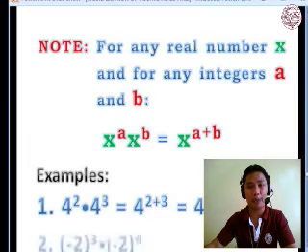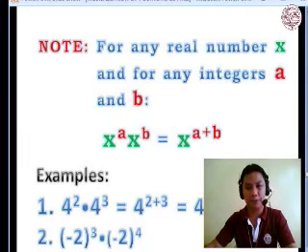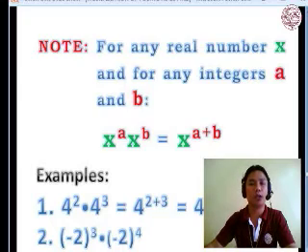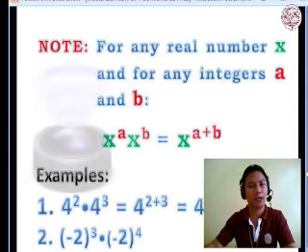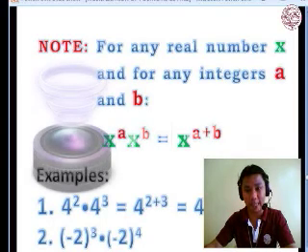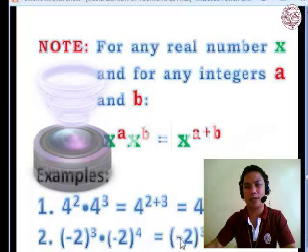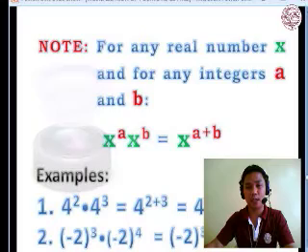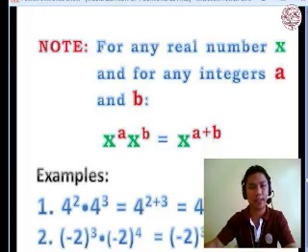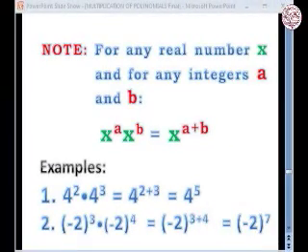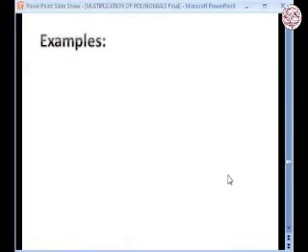Okay? Another example. When you have negative 2 raised to the power of 3 multiplied with negative 2 raised to the power of 4, what is our base here? That's correct. Our base is negative 2. So therefore, copy the base, which is negative 2, and just add the exponents, which are 3 and 4. So that's 3 plus 4. So the final answer would be negative 2 raised to the power of 7. Oh, you cannot see. So here you go. So that's number 2.